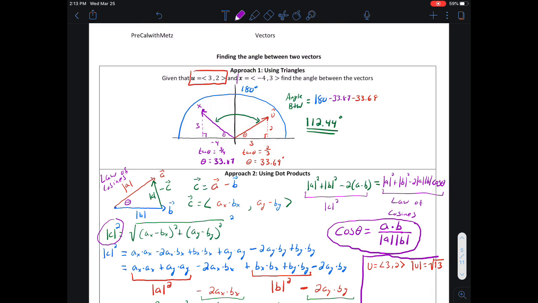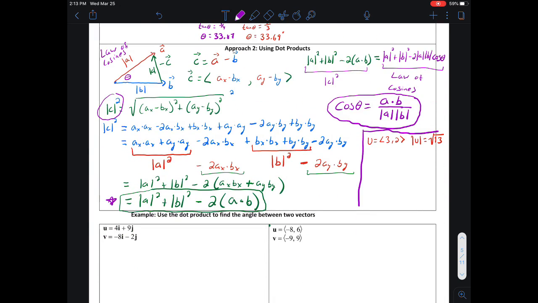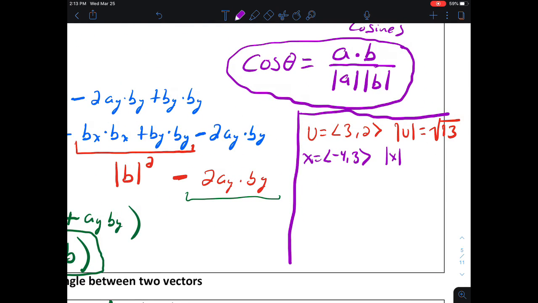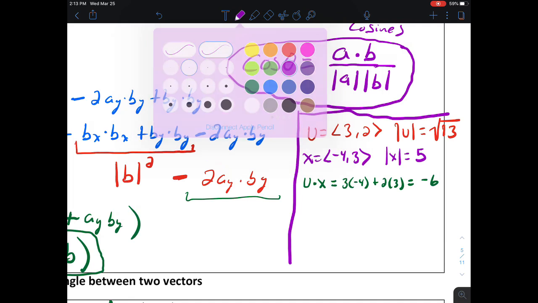And then I'd go find, do the same thing for x. So vector x is equal to negative 4 by 3, which its magnitude would be 16 plus 9, square root of 25, so 5. So I got the magnitude of x and the magnitude of u. Now I just would need to find the dot product between the two. So u dot x would equal 3 times negative 4 plus 2 times 3. So negative 12 plus 6 gives me negative 6.